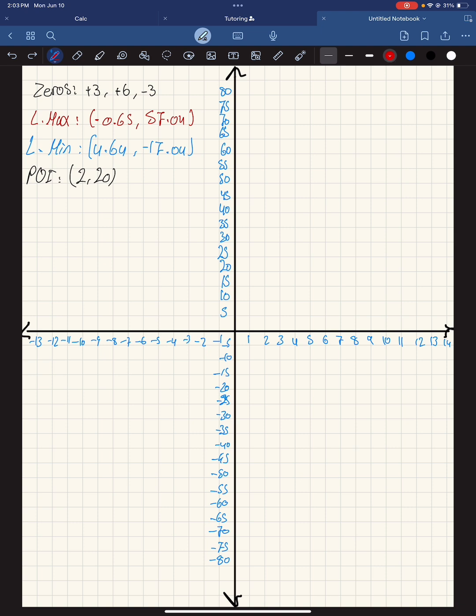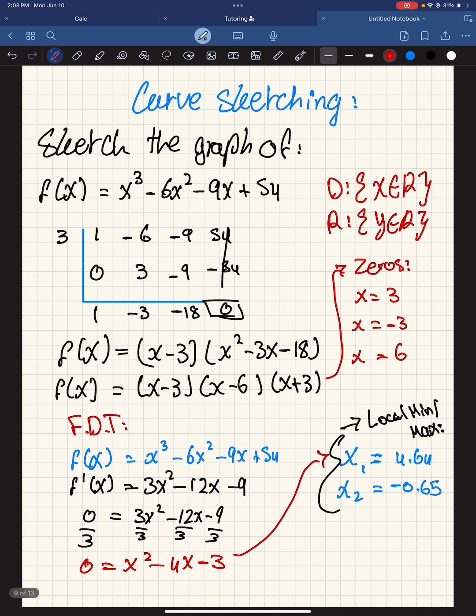So the first thing to do would be to plot the zeros, which are positive 3, negative 3, and positive 6. And then the next thing we want to keep in mind is that if you look back at our original function, the leading coefficient is 1, so it's positive. And since it's an odd degree function, that means it's going to go from the third quadrant to the first quadrant. And we know that it's a cubic function, which means its general shape is going to look something like this.